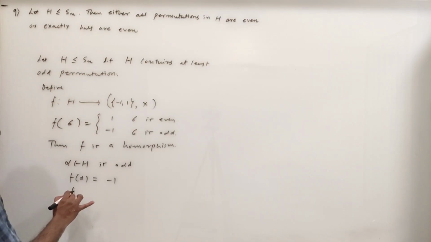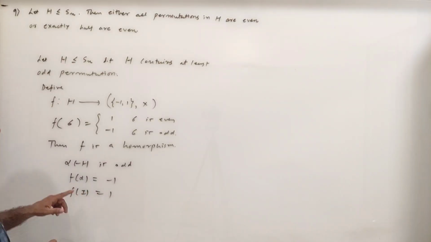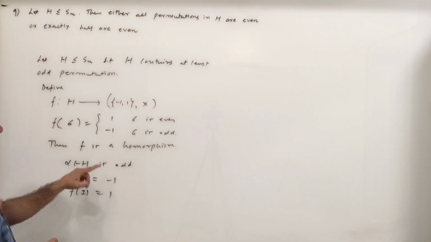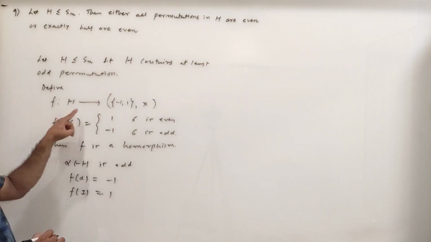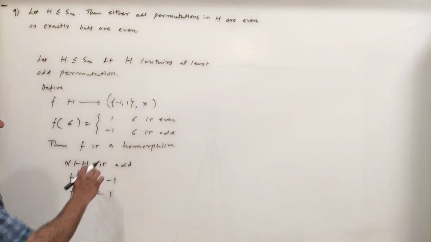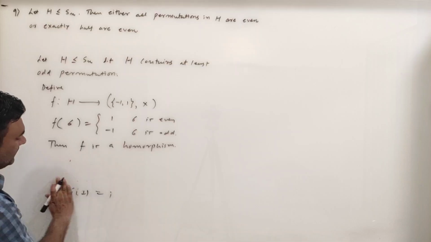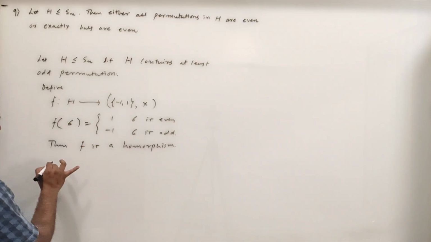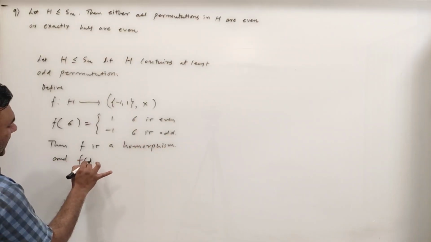So f of that identity, say I, is an even permutation, so it is 1. So there is some element in H whose image is -1, and there is some element in H whose image is +1. So the range of f is -1 and 1. Both elements come into the range. So in short, my f is onto, and the range is -1 to 1. So it is a homomorphism, and f of H is what?